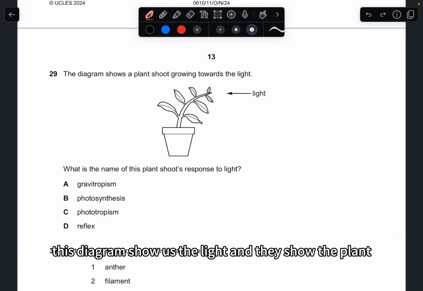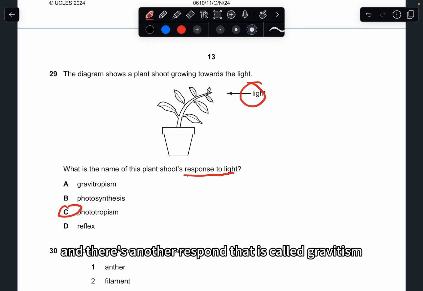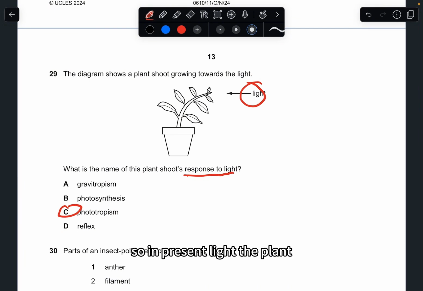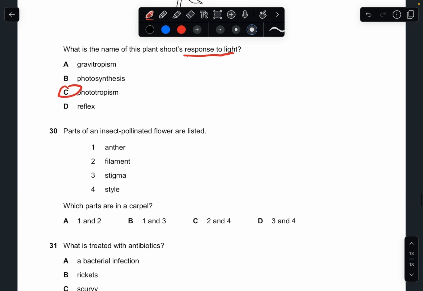This diagram shows us the light, and they show the plant is growing towards the light. So what is that response to the light? That is phototropism. Phototropism, and there is another response that is called gravitropism. So in the presence of light, the plant shows phototropism, that is, it moves towards the light.